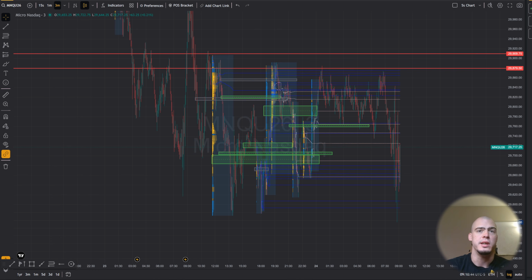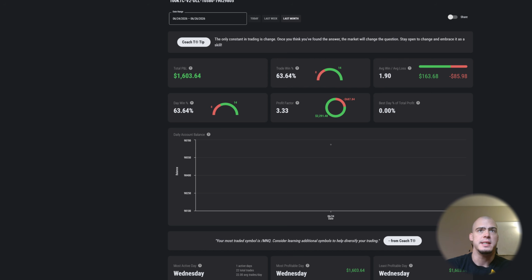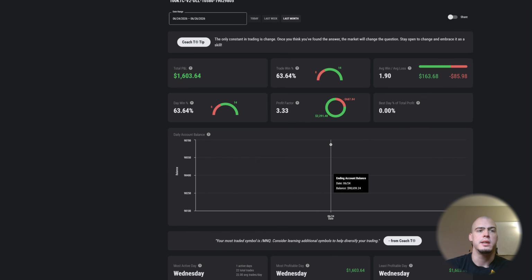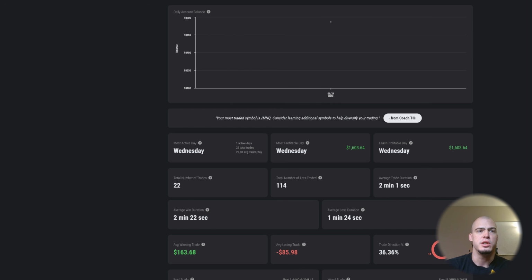Hypothetically, of course, futures trading has a lot of risk, et cetera, not investment advice, all that good stuff. Don't take my advice. But what I can say is that trading in this account, overnight markets, we had a 63% win rate with a 1.9 win-loss ratio with a really good profit factor. 22 trades with 114 lots. Average trade duration is about 2 minutes.